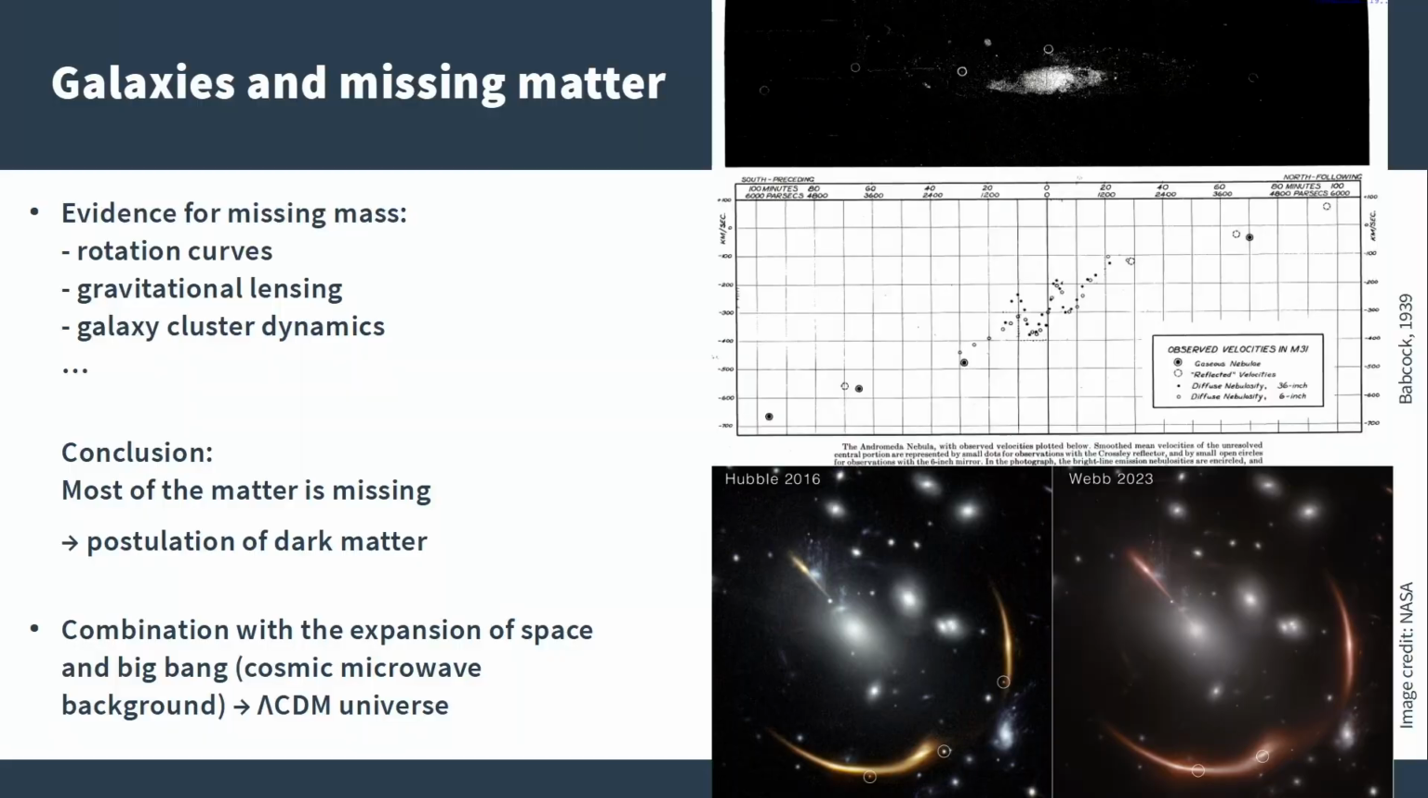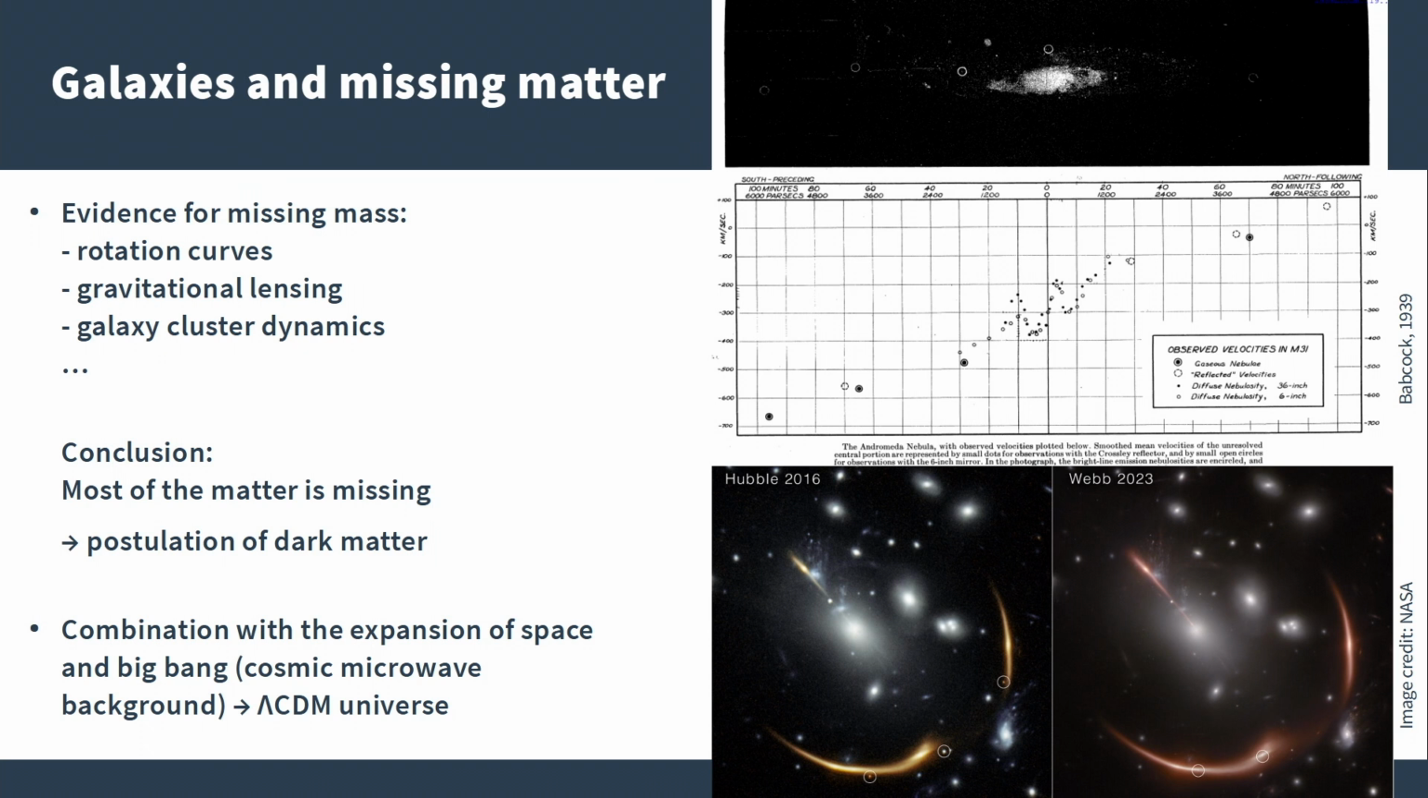and we always find this discrepancy, that most of the mass is actually missing on all these different scales. And that slowly led to the conclusion that there must be a missing mass component in the universe that is not interacting with electromagnetic waves, so we cannot see it. And that's actually the postulation of dark matter. So that's one part of our cosmological model.